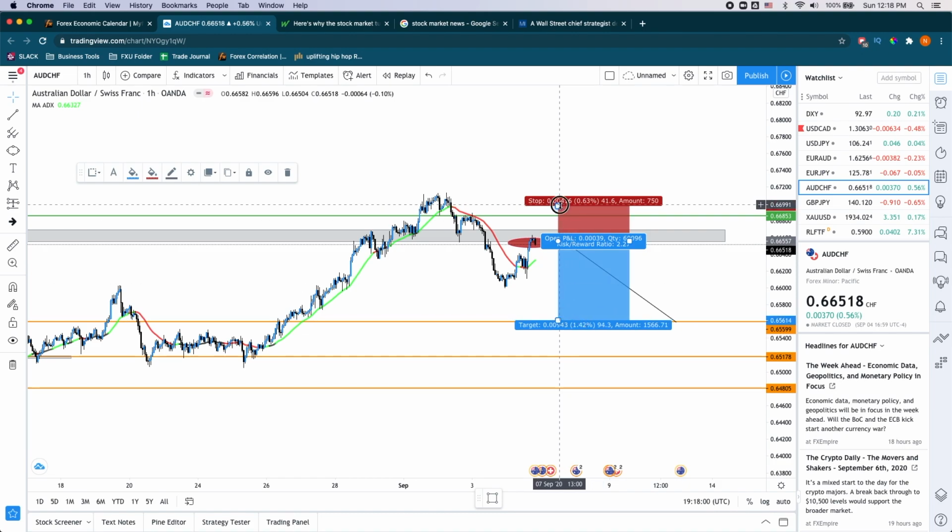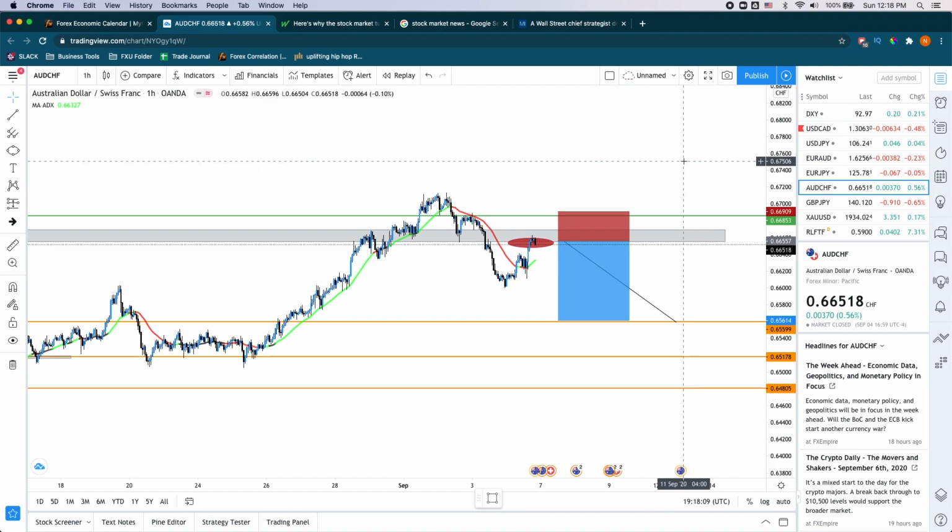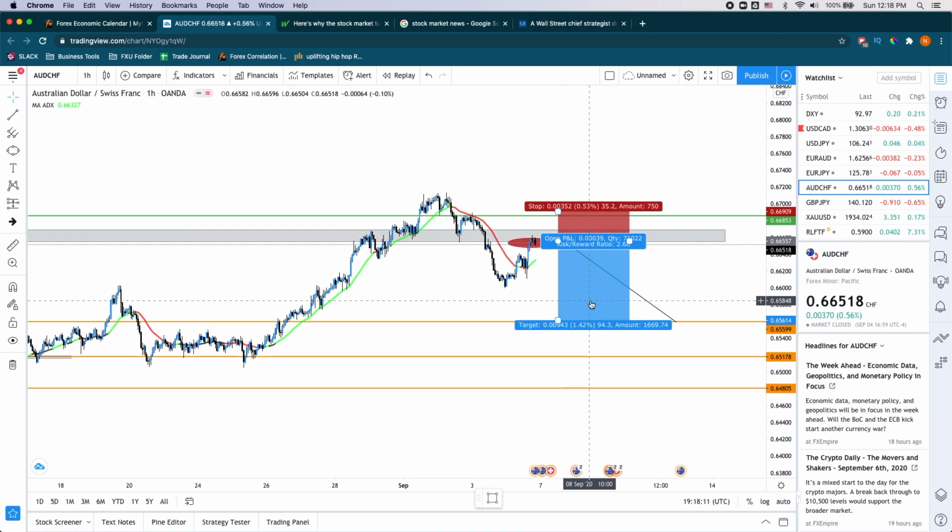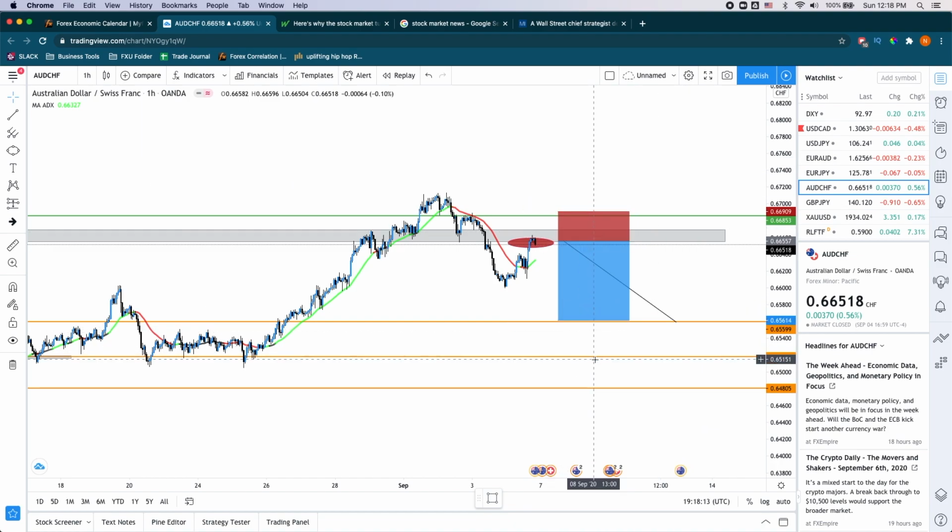So 94 pips, put my stop loss, say right above here, or maybe just above the green, just to be on the safer side. Same thing, so 2.6 risk to reward ratio, which is pretty good. Anything above 2 to 1 is pretty solid.